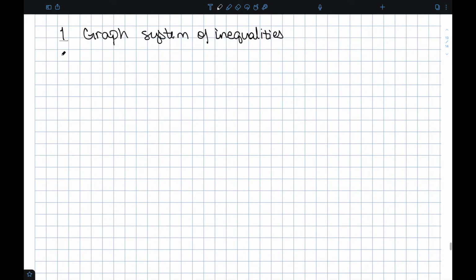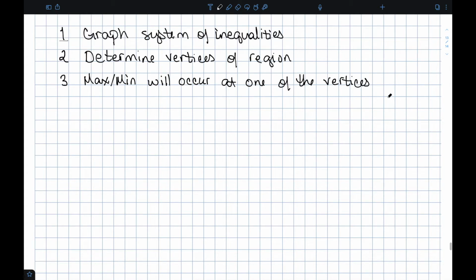The first step in linear programming is to graph your system of inequalities. We then determine the vertices of the region defined by our system of inequalities. If our maximum or minimum exists, it will occur at one of the vertices. So we need to determine these vertices, and our maximum and minimum will happen at one of those. So we will then plug those vertices into our objective function to determine our maximum or minimum, depending on what we need for the problem.